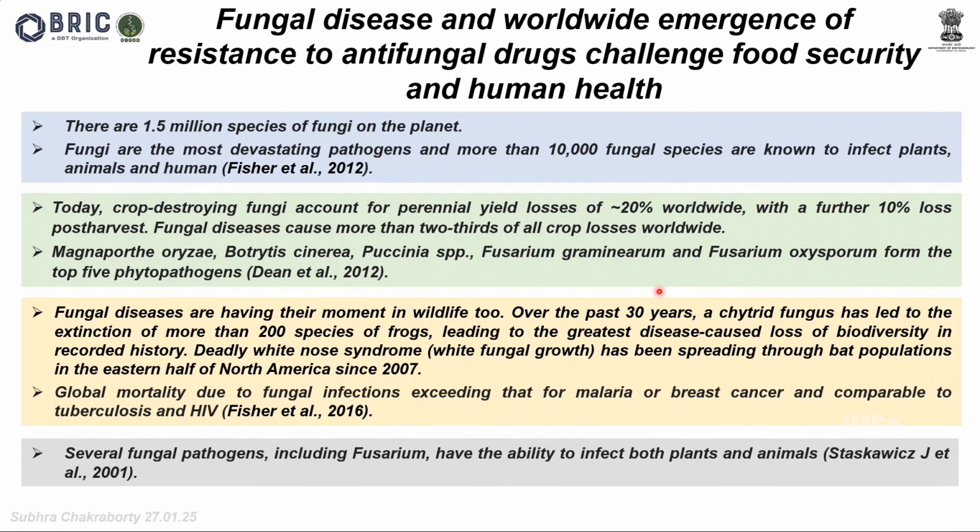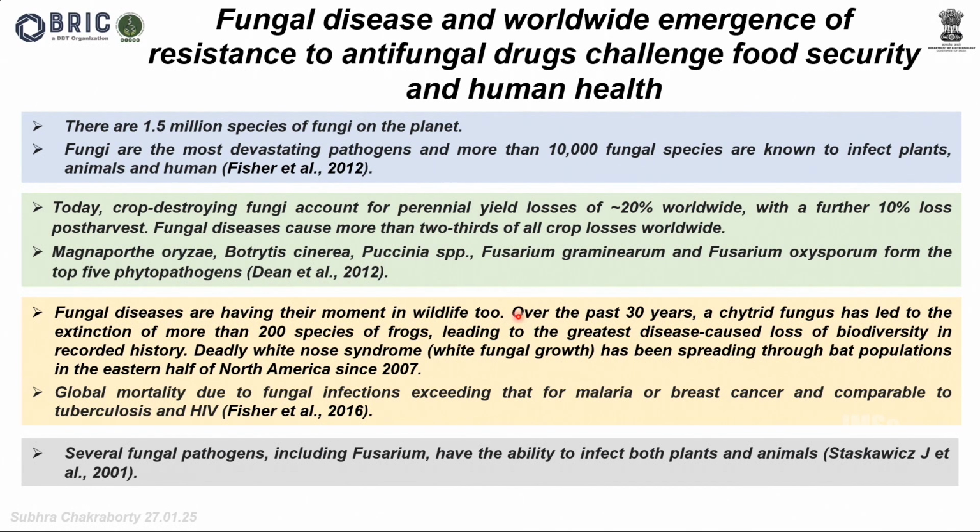Now, what do we know about fungi? There are more than 1.5 million fungal species on the planet. However, only 10,000 of them can cause infection. As I said, there is almost 70% crop loss worldwide in agriculture because of infectious diseases, and out of that, 20% comes from crop-destroying fungi.